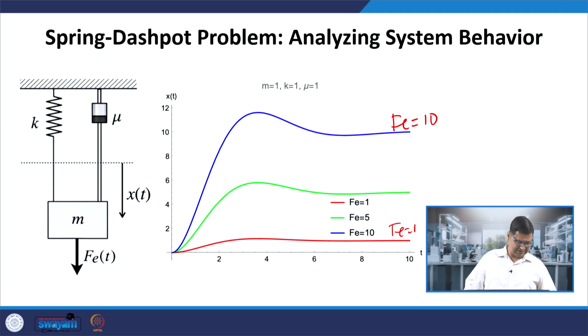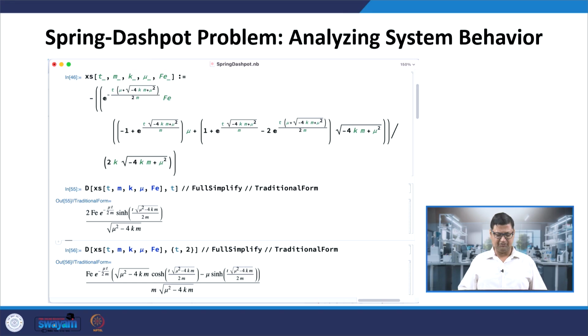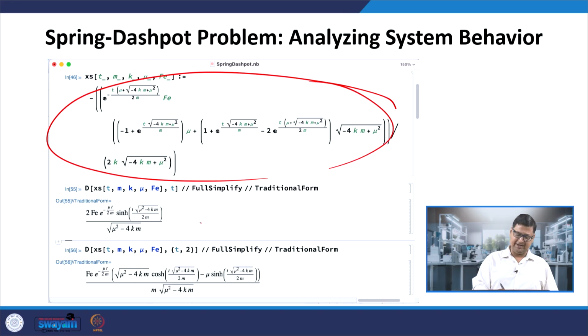So we can analyze the system behavior if we have the full solution of the system, right? But then there is an alternate way of looking at it without doing the full solution in Mathematica. And in order to demonstrate this alternate way, I will take one more step here and find the expressions of x dot and x double dot, right? So we already have the solution in Mathematica. So I take a derivative of that.